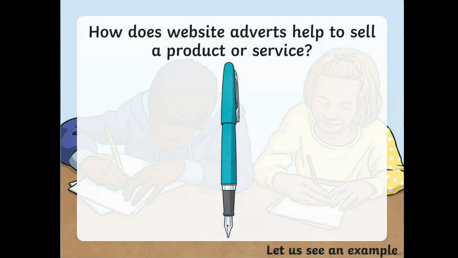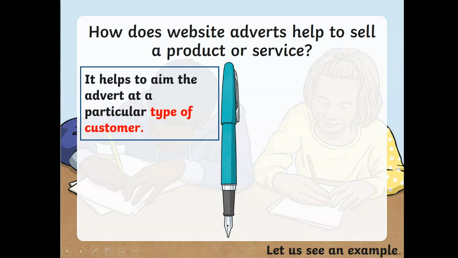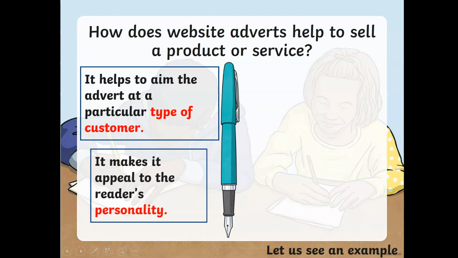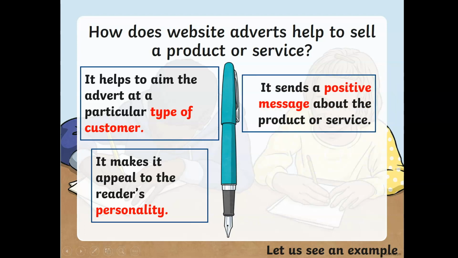Now, let us see an example. How does website advert help to sell a product or service? First, the aim is towards a particular type of customer. These adverts are based upon individual customers, and it makes it appeal to the reader's personality. You cannot just make it in general terms. You need to know your customer, their preferences, their likes, their dislikes, and it also sends a positive message about the product or service.